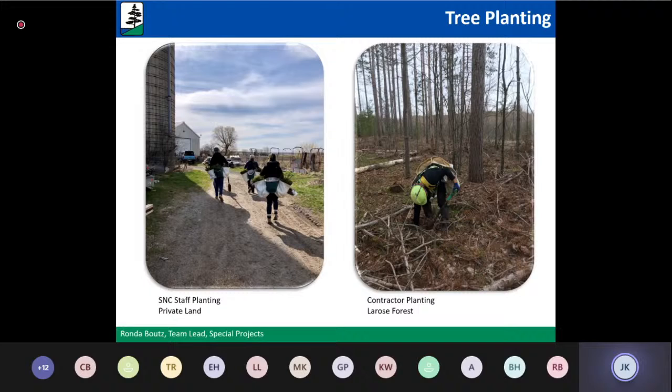A couple of updates on our tree planting. We had a very successful tree plant this year, despite the challenges of planting during the beginning of the pandemic. This year, we did a combination of South Nation staff planting, as well as using a contractor for some of our larger sites, including the La Rose Forest. So we planted about 170,000 trees over the course of the spring plant, as well as a couple of additional projects that we completed this year with other municipalities.